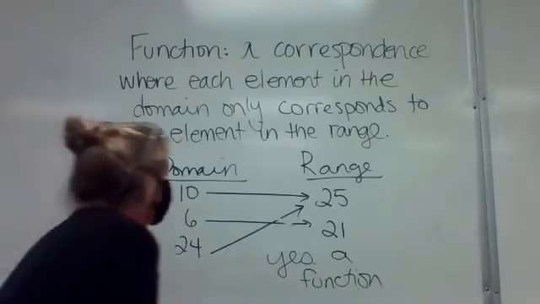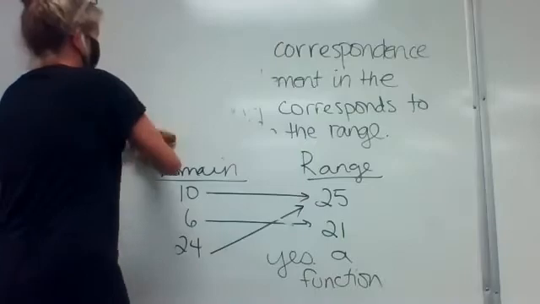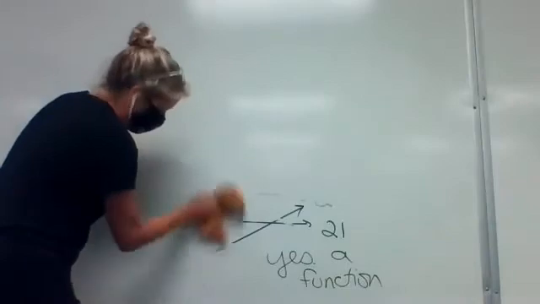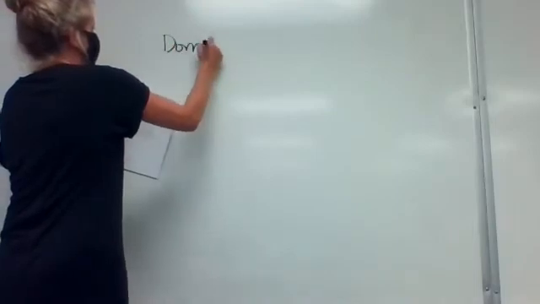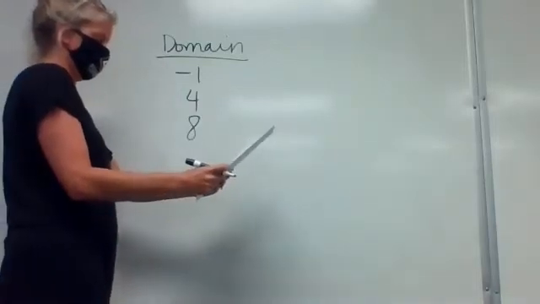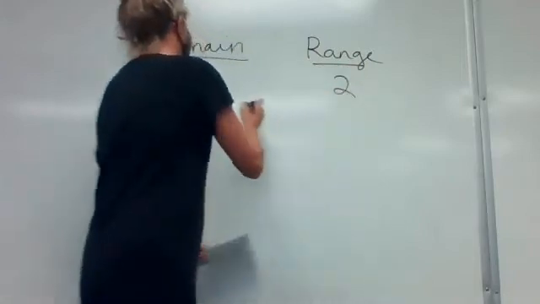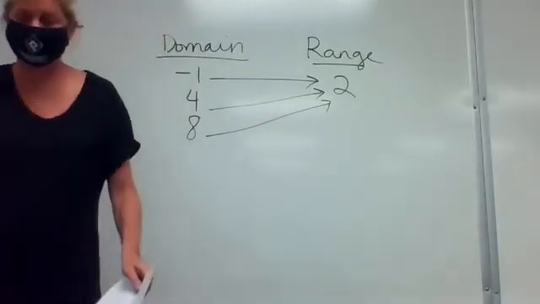All right. So we're going to use this definition to answer the next couple of problems. Number 2, the domain numbers are -1, 4, and 8. The range number is 2. -1 goes to 2, 4 goes to 2, and 8 goes to 2.